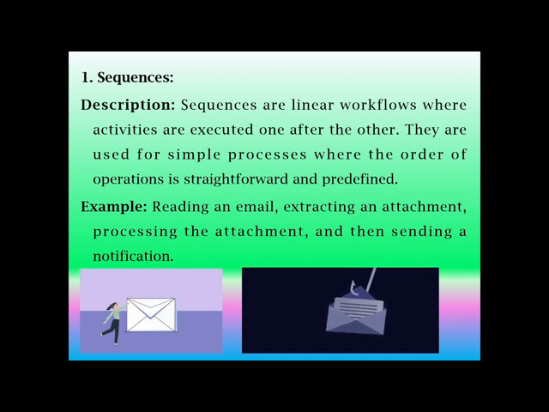For example, reading an email, extracting an attachment, processing the attachment, and then sending a notification. So this process is an example of a sequence. In robotic process automation, many of the works will be done sequentially. That means one by one work will be done, one by one task will be taken automatically by the robots. So in such cases, sequencing is one of the main constructive components for robotics.